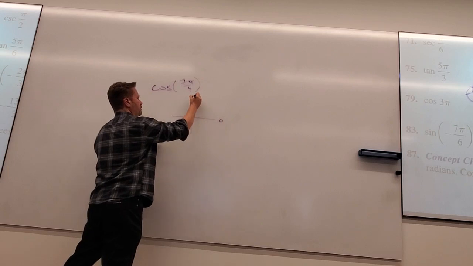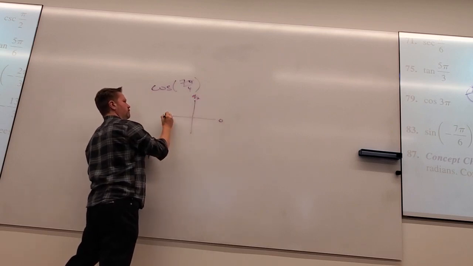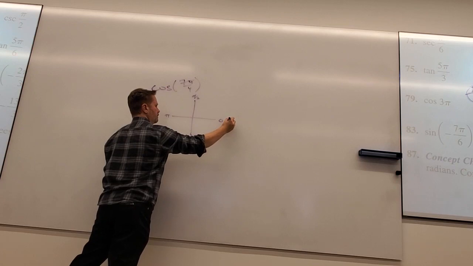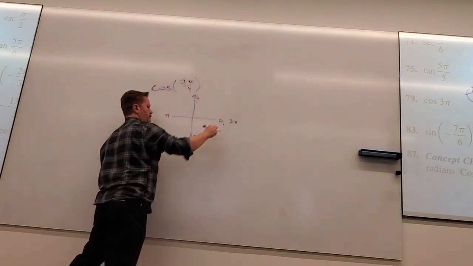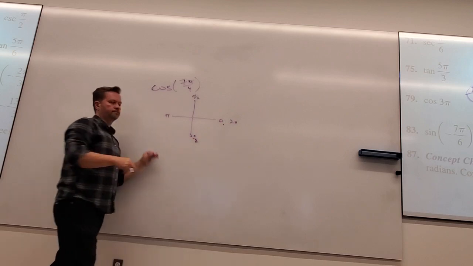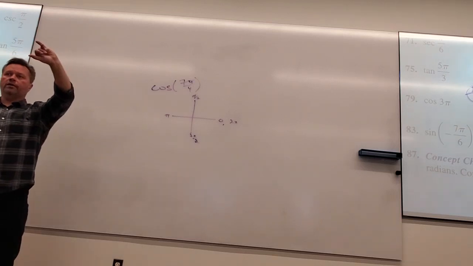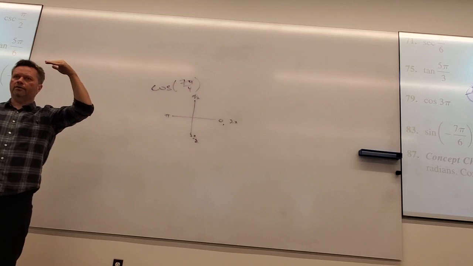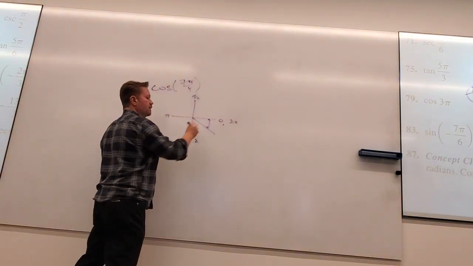This is 0 in radians. What is this? Pi over 2. Pi. 3 pi over 2. 4 pi over 2, or 2 pi. 1 pi over 2, 2 pi over 2, 3 pi over 2, 4 pi over 2. 7 pi over 4 is just below 8 pi over 4. And what is 8 pi over 4? 2 pi. So 7 pi over 4 is just below 2 pi. Do you guys see that?